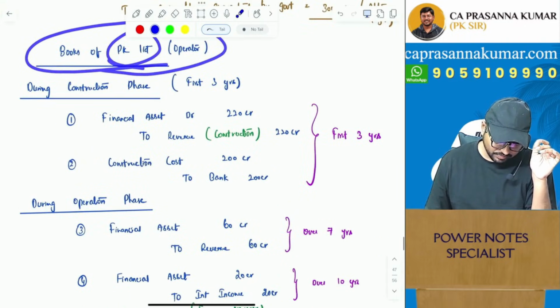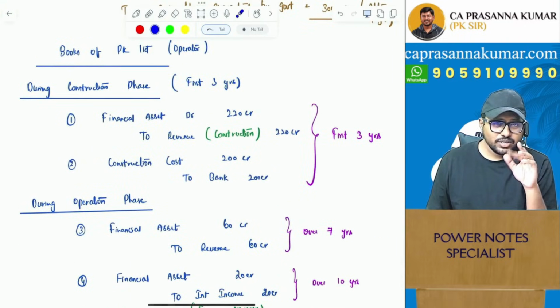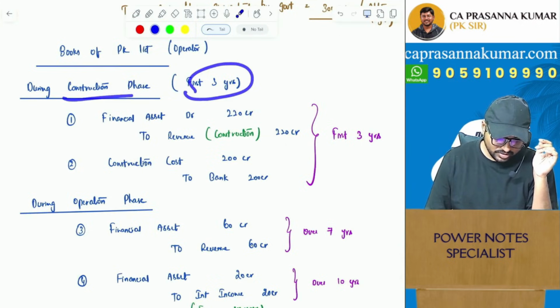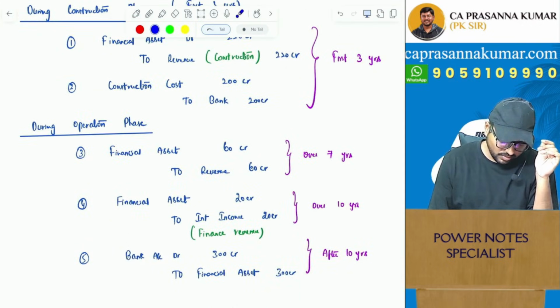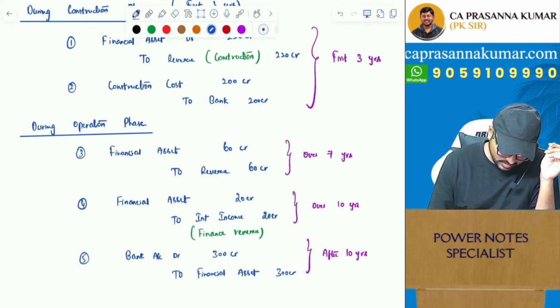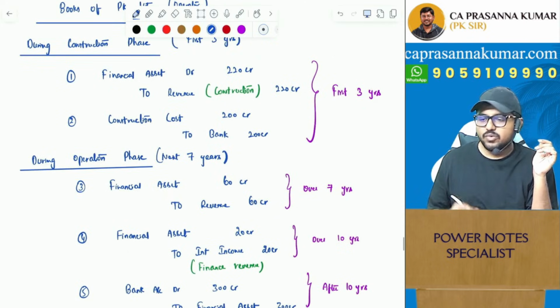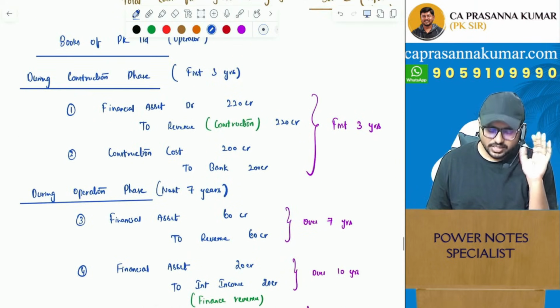Right now, see here. I told you that the entire period of 10 years has been divided into two phases. First 3 years construction phase, operation phase the next 7 years. All right. Are we done with this? Okay. Now concentrate carefully.